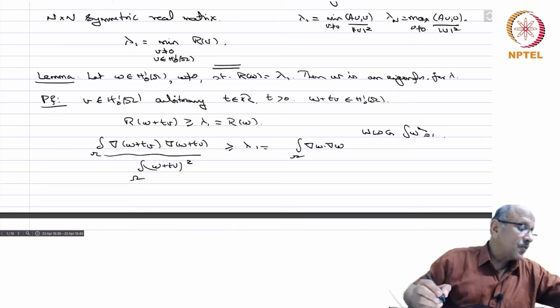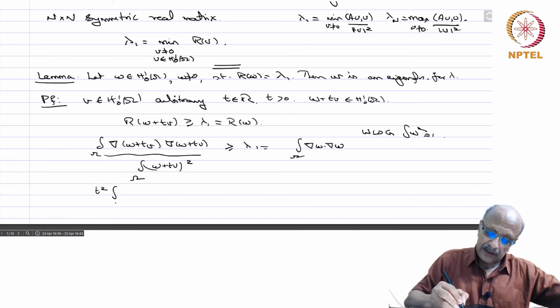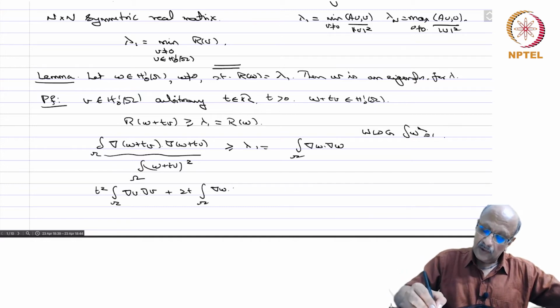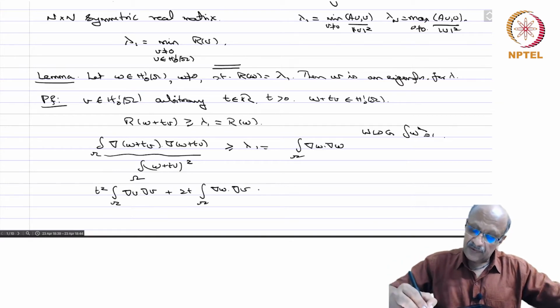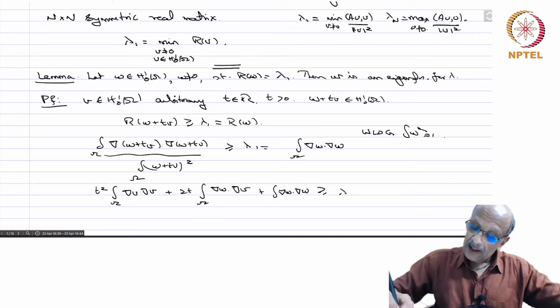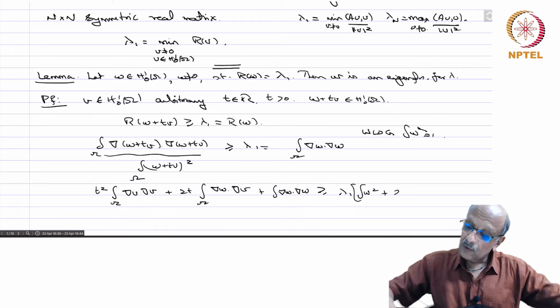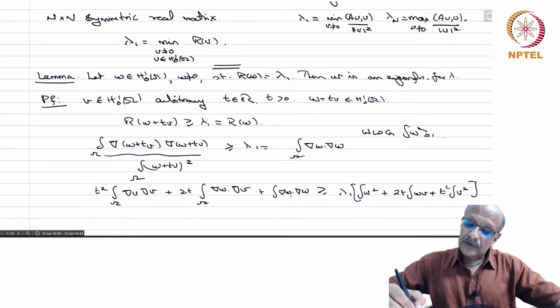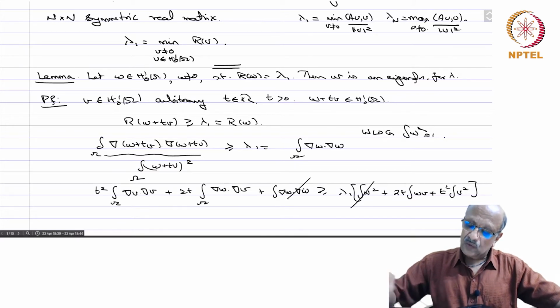So, we expand, cross multiply and simplify. You get t squared times the integral on omega of grad V dot grad V, plus 2t times the integral on omega of grad W dot grad V, plus the integral of grad W squared, is greater than or equal to lambda 1 times the integral of W squared, plus 2t times the integral of WV, plus t squared times the integral of V squared. But the integral of grad W squared equals lambda 1 times the integral of W squared. So these two terms will get cancelled.